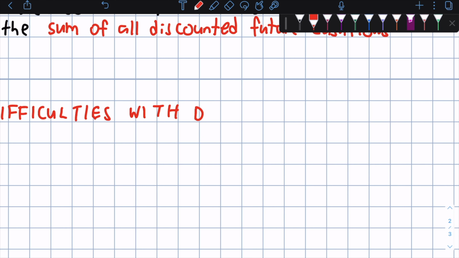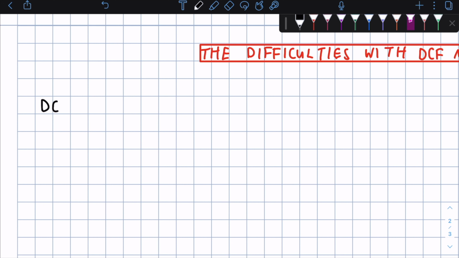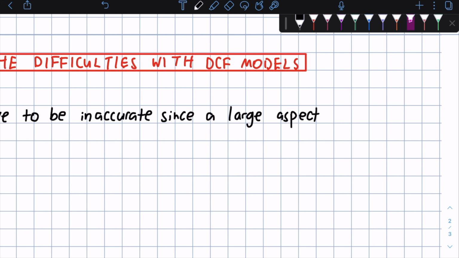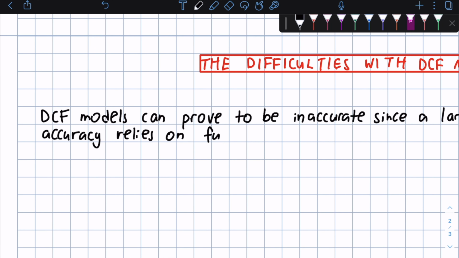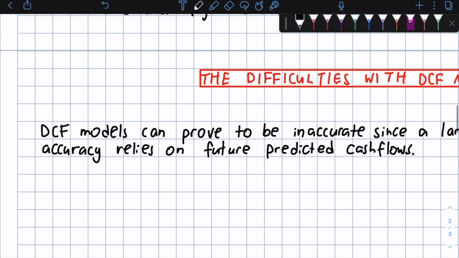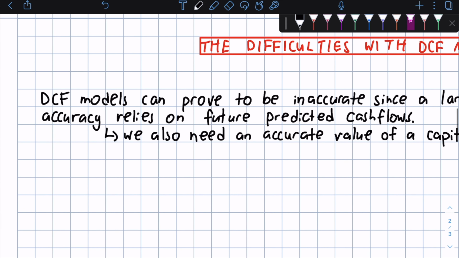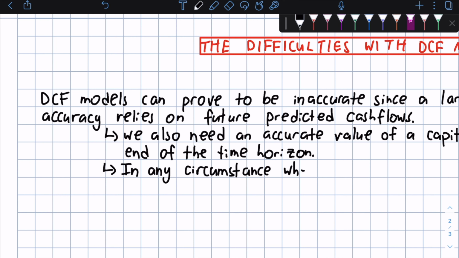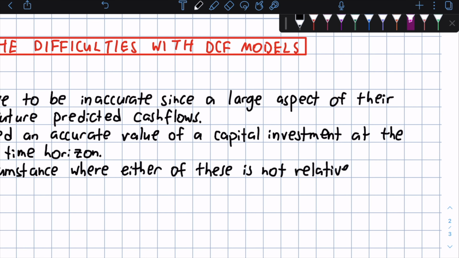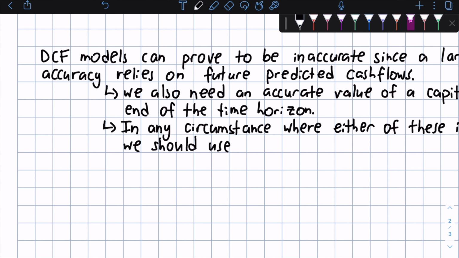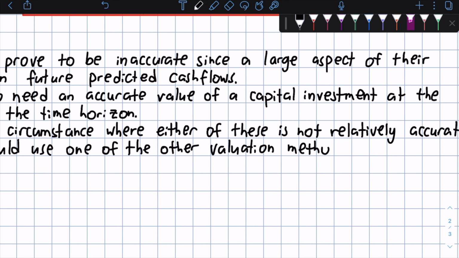So now let's take a look at some difficulties with these types of models. DCF models can prove to be fairly inaccurate since a large aspect of their accuracy relies on future predicted cash flows, and predicted being the operative word here. We also need an accurate value of a capital investment at the end of the time horizon. So if it's a capital investment, this would be the depreciated value of all the equipment, for example, and the investment would be the cost of the shares at the end. In either circumstance, where either of these is not relatively accurate, we should use one of the other valuation models that we will talk about in the future.